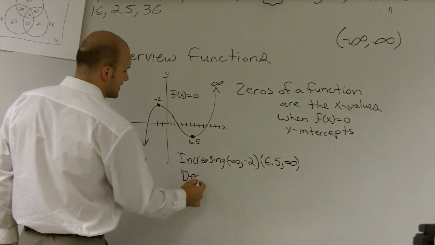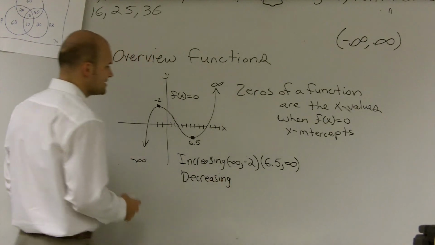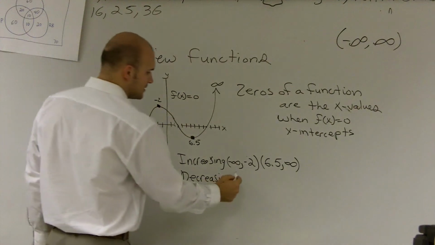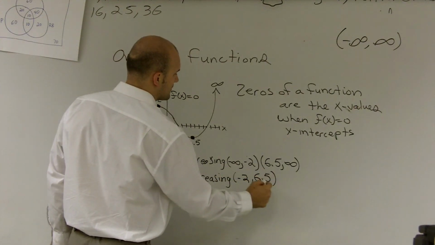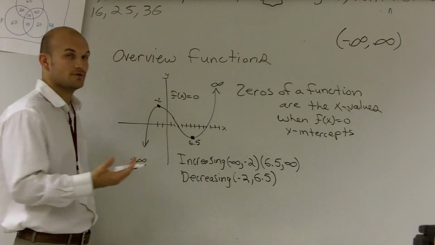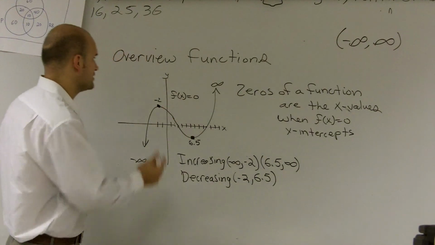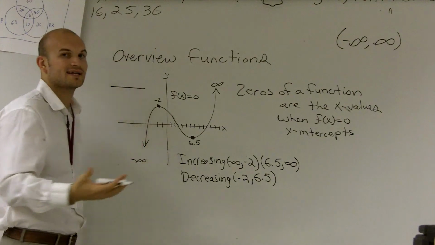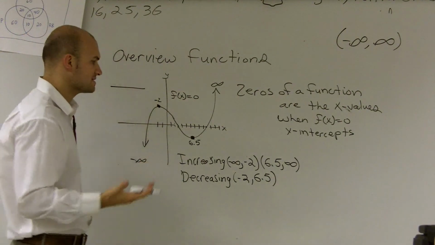Then there are two other ways we can describe a graph. It can be decreasing or it can be constant. Here we notice that the graph is going downwards from negative 2 to 6.5. And most commonly on a constant graph or a piecewise function, if you have a straight line where it's not going upwards or downwards, we call that constant. Exactly between those two values, we say the graph is constant.